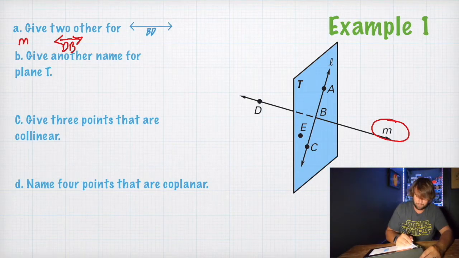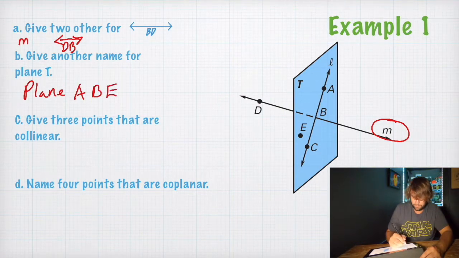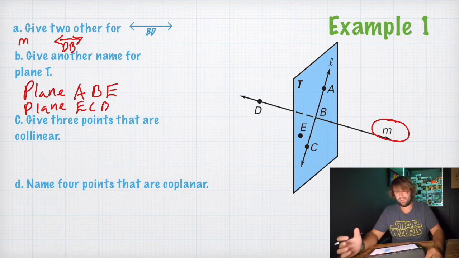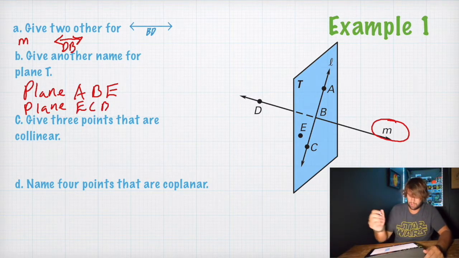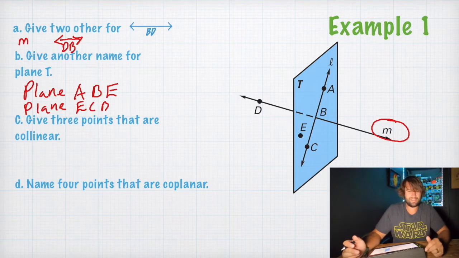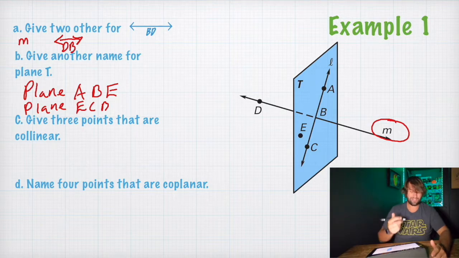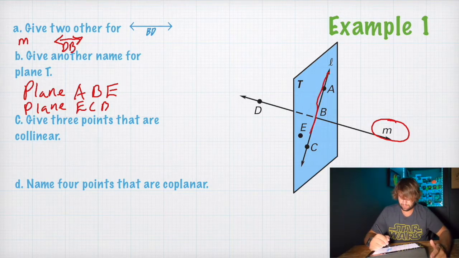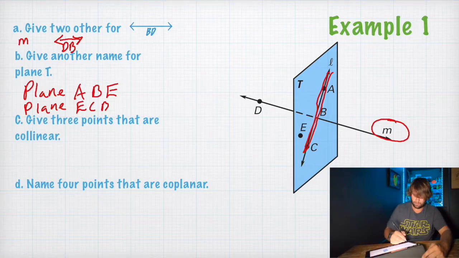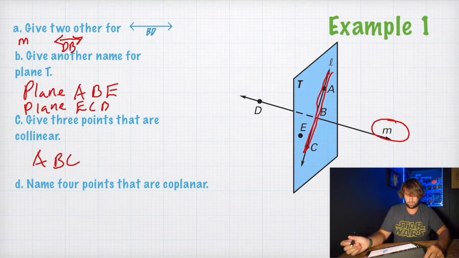So let's go ahead and just name that plane A, B, E. Could have also named it plane ECB. Really, you have a lot of options. You can also, yeah, I was going to say plane T, but that was the name they used in the example. So let's just go ahead and move on. Give 3 points that are collinear. I kind of covered that in the last part B. 3 points that are collinear are the points that lie on this line. So A, B, C are all collinear points.